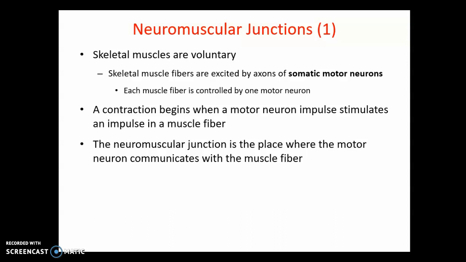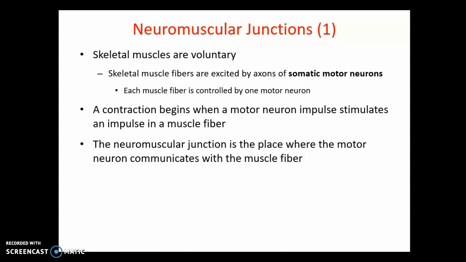So we're talking about the neuromuscular junction, and the neuromuscular junction is where the nerve ending meets a muscle fiber, and the junction is the synapse in between. Skeletal cells are voluntary. They're excited by axons, a somatic motor neuron. The axon is the long part of a neuron that carries electrical charge. Each muscle fiber is controlled by one motor neuron.